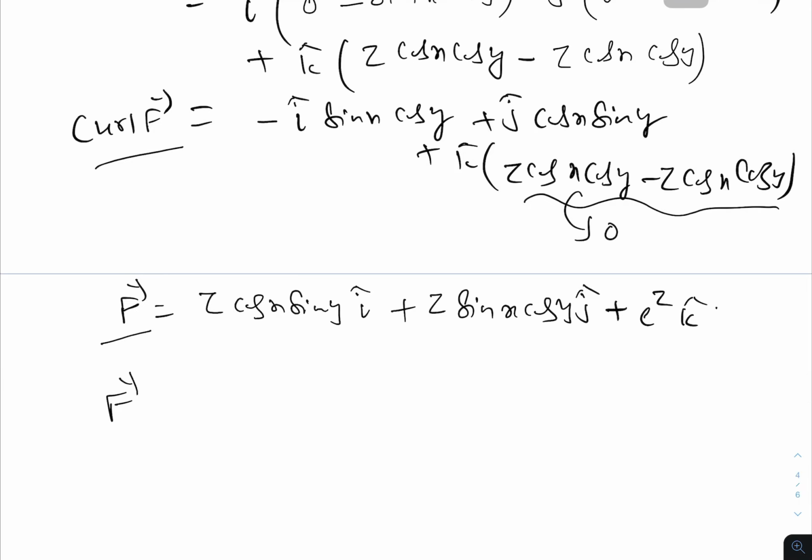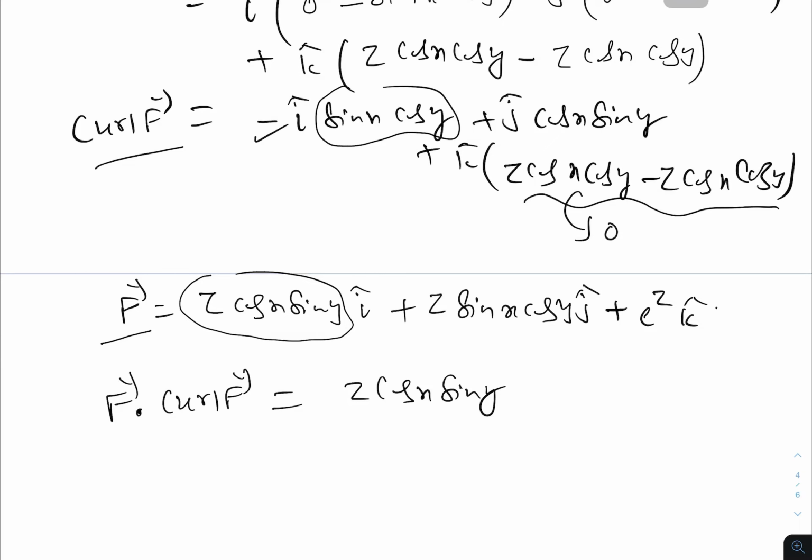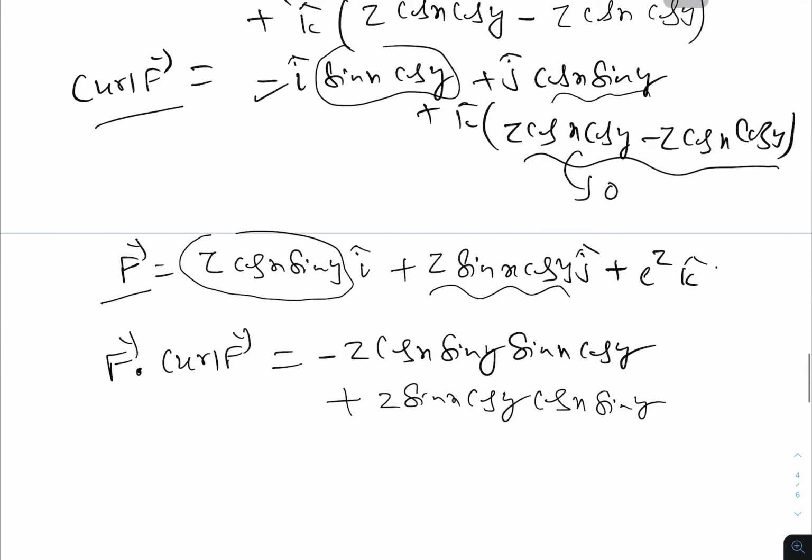So f dot curl f, we know how to take the dot product. So z cosine x sin y multiplied with sin x cosine y with negative sign, so minus sin x cosine y, that is the i component. Now the j component: plus z sin x cosine y times cosine x sin y. Here e power z, but here it is 0 k, so that is 0. And so here you can see that both terms have opposite sign, same term, and so that is nothing but 0. So f dot curl f is 0, and so it is verified.